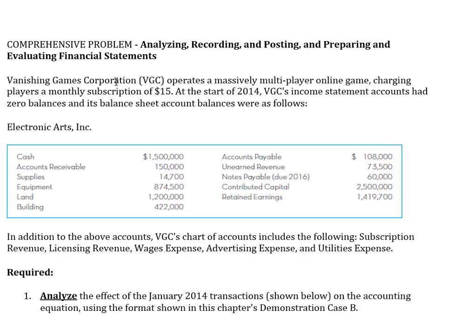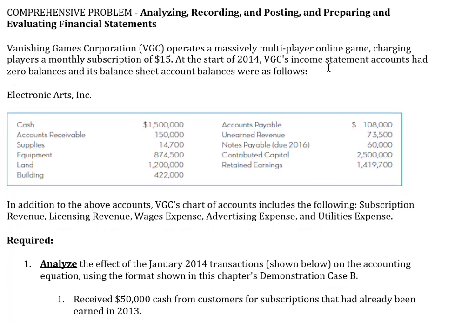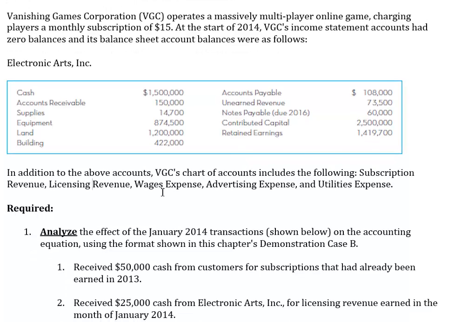So let's begin. We can see here we have a company, and they've given you at the start of 2014 all of its opening balances for its balance sheet accounts. Now notice here all of these accounts are balance sheet accounts. Assets are here on the left and liabilities, including unearned revenue, as well as contributed capital and retained earnings, which are your shareholders' equity accounts, are on the right. They said that in addition to these accounts, during 2014, they affected accounts that were revenue and expense related.